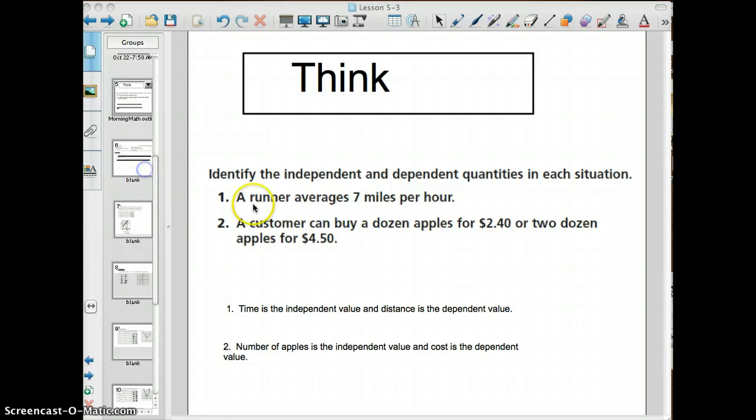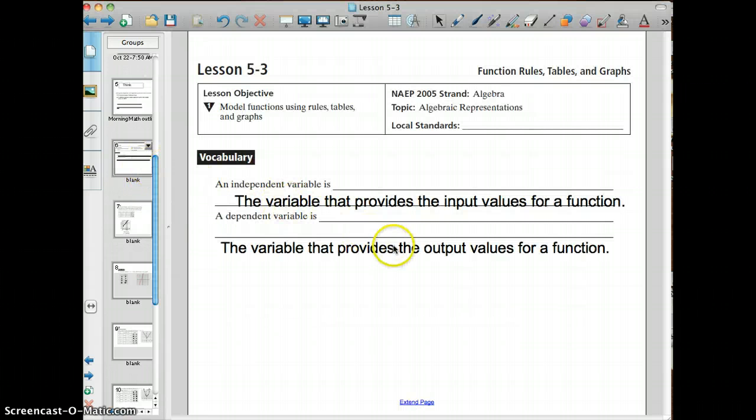All right, let's look at definitions for the variable. The independent variable is going to be the variable that provides the input values for a function, and then the dependent variable is the variable that provides the output values for a function. If you need to take a minute and write those down, go ahead and pause the video. Let's move on to actually graphing some functions.